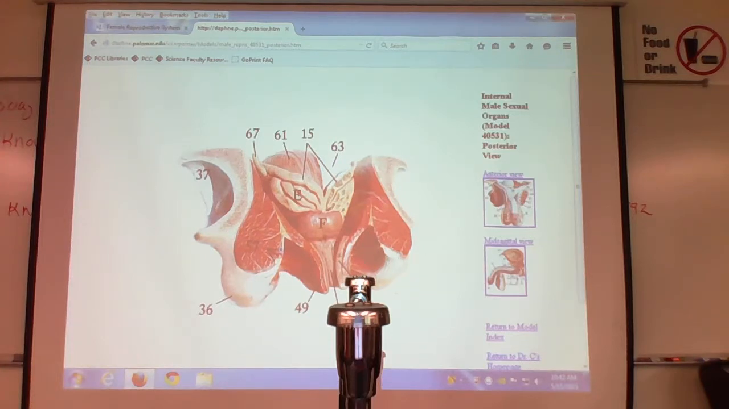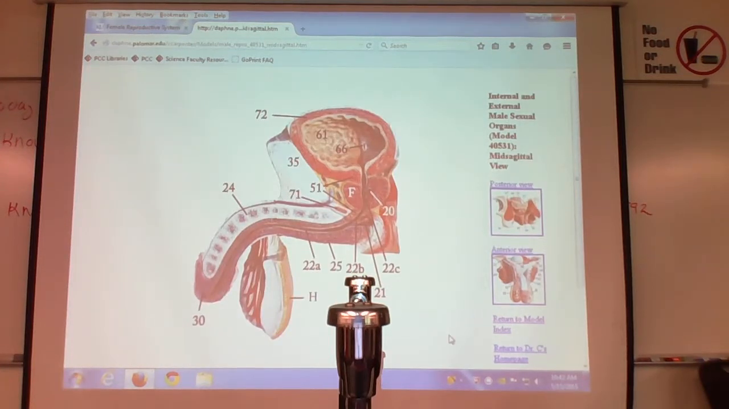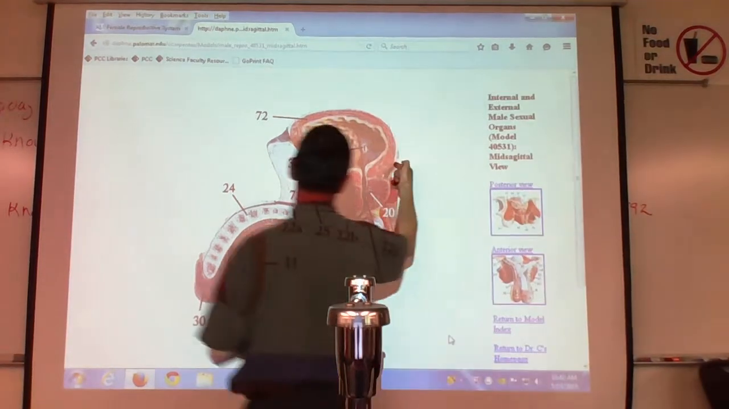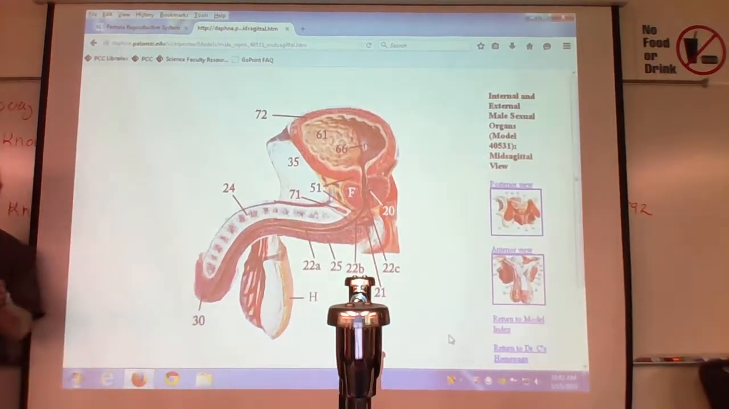So we spin this guy around like this. Notice number 20. 20 is a tube from my seminal vesicle through my prostate. What is tube 20 called?